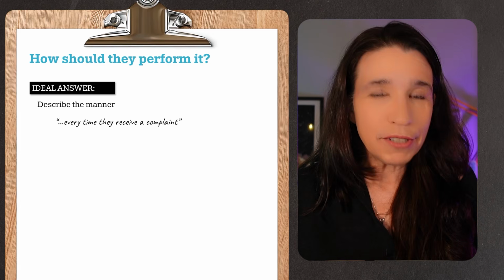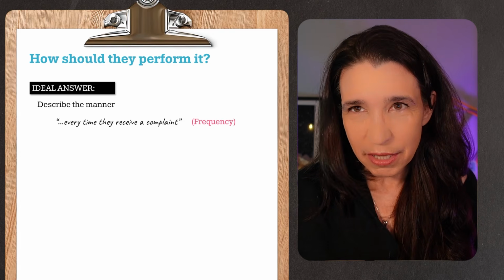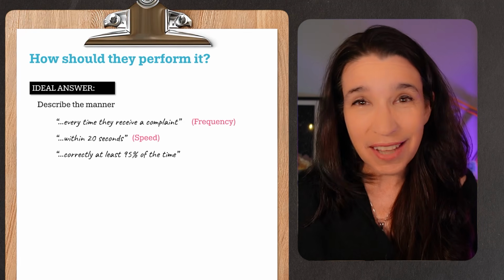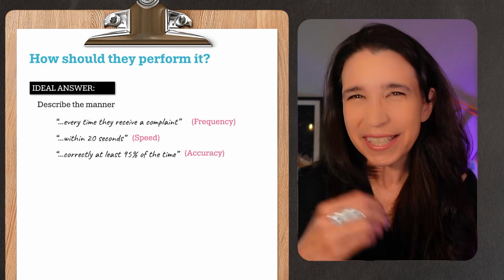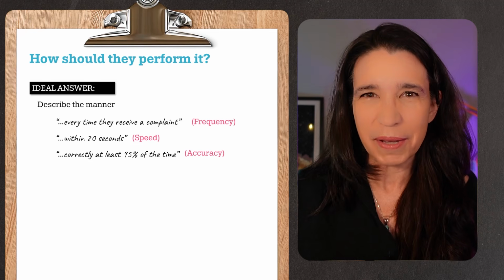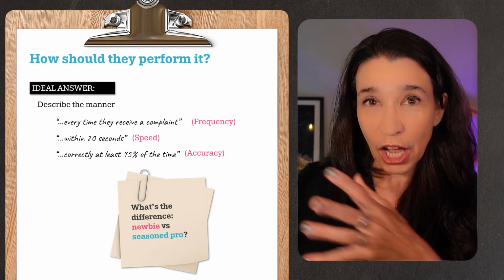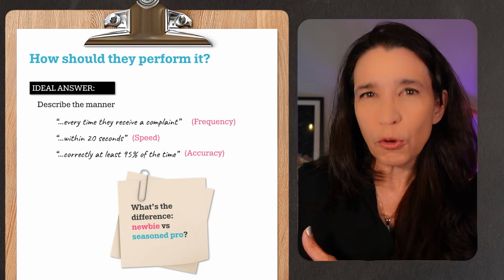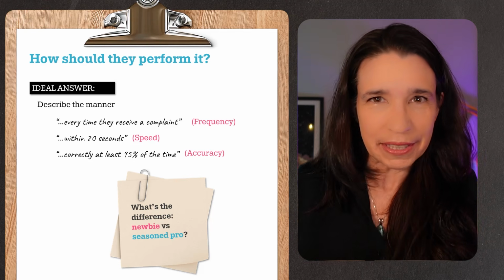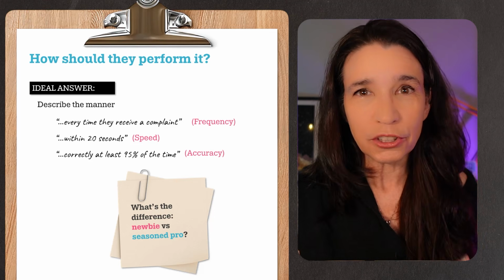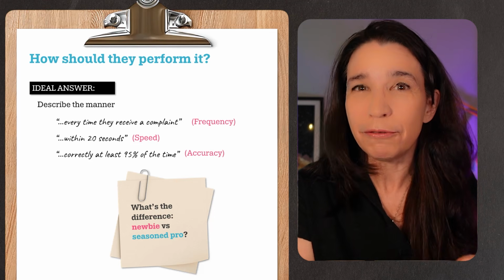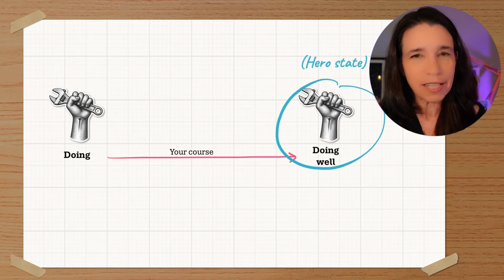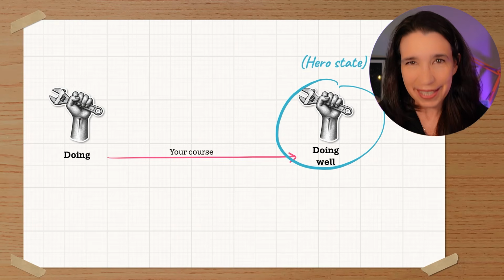For example, every time they receive a complaint, that's frequency. Within 20 seconds, that's speed. Correctly at least 95% of the time, that's accuracy. And if I'm finding it hard to answer this, I like to ask myself, what's the difference between how an untrained newbie does it and a seasoned pro like my SME? Maybe a medical resident can diagnose a patient accurately, no problem, but an experienced doctor gets the same diagnosis by running fewer tests. That gives you the real hero state to aim at. It's not enough to just do the job, you have to do it at an appropriate level.